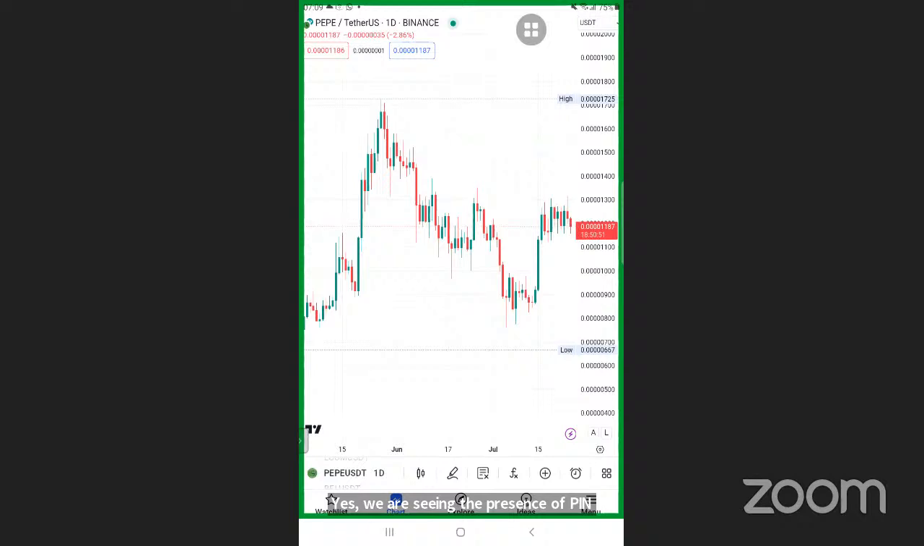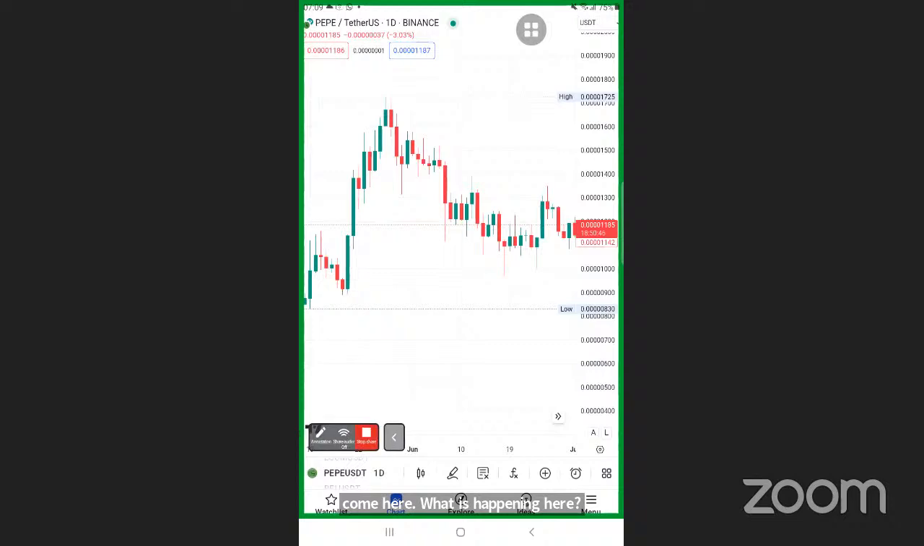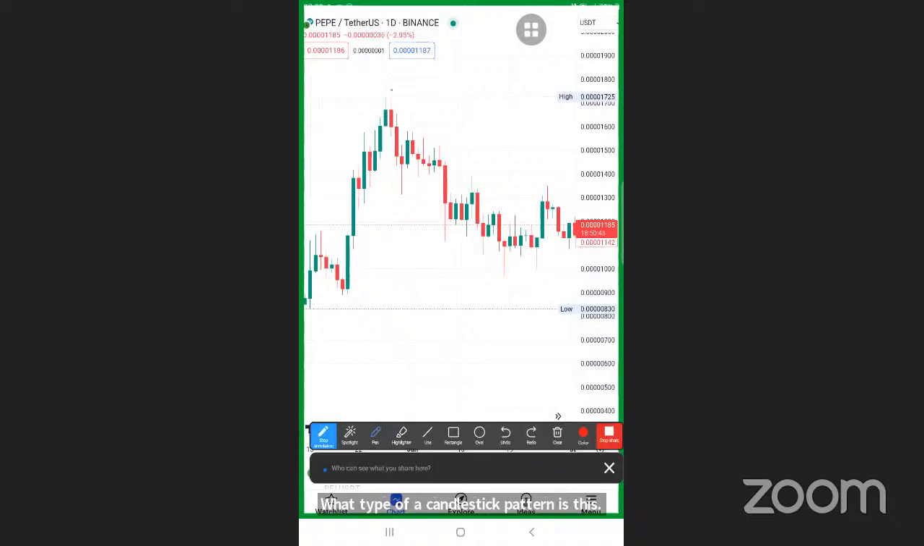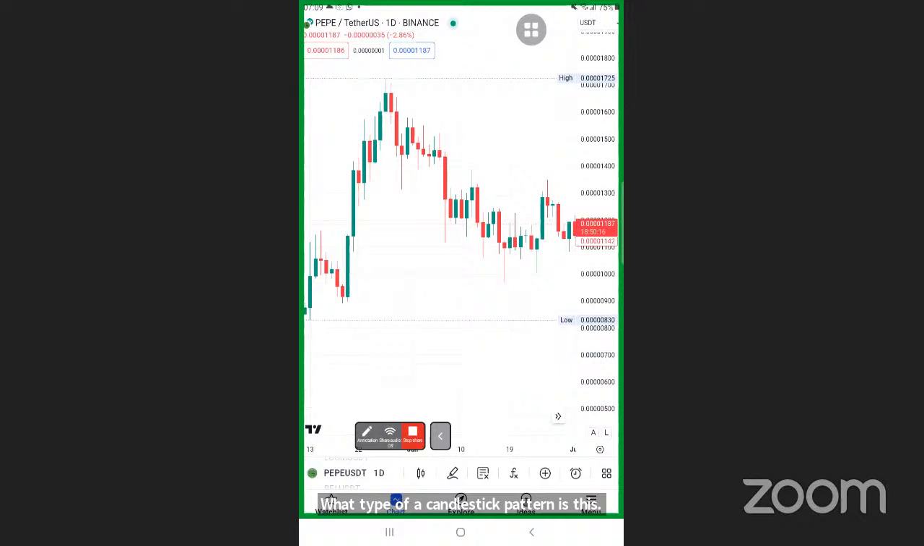Okay, let me come here. What is happening here? What type of candlestick chart pattern is this? Give me an answer in the chat. Can you see where this candle and this candle are, and can you see the body sizes? I want you to look at the body sizes of these two. What type of candlestick chart pattern is this? Give me an answer in the chat.